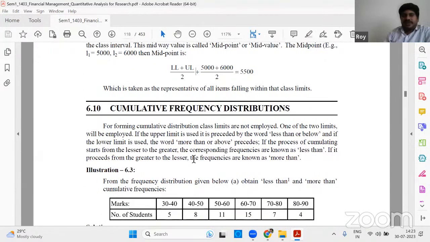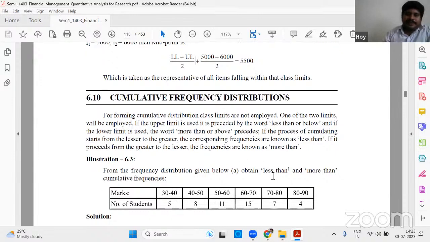Cumulative frequency distribution. This is all simple. In a cumulative distribution, class limits are not employed. One of the two limits will be employed. If the upper limit is used, it is preceded by the words less than or below. And if the lower limit is used, the words more than or above precede. If the process of cumulating starts from the lesser to the greater, the corresponding frequencies are known as less than. If it proceeds from the greater to the lesser, the frequencies are known as more than. We know that, right?